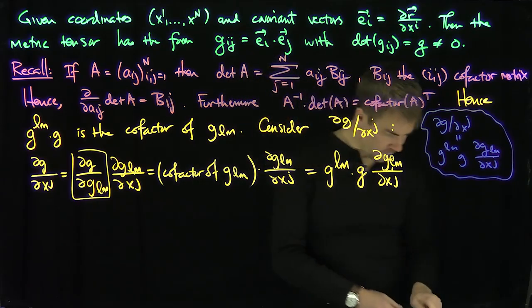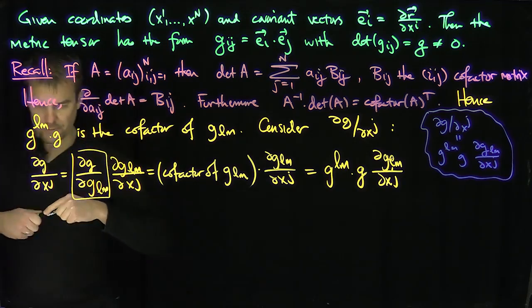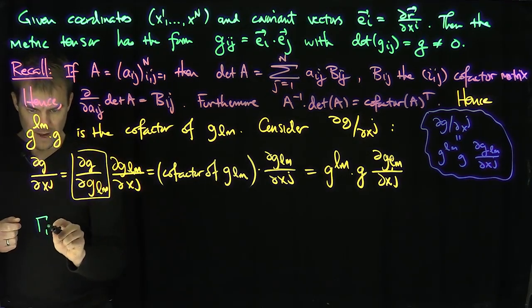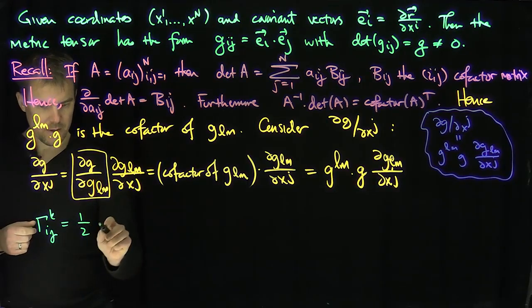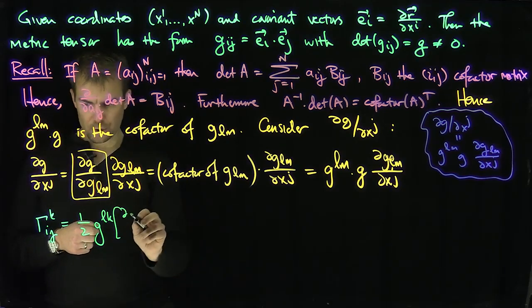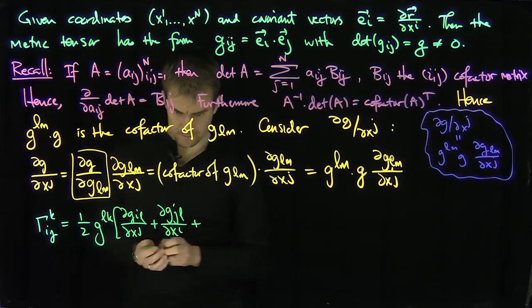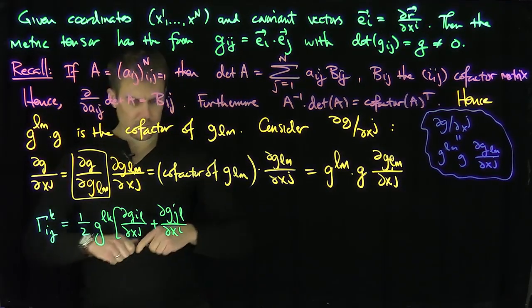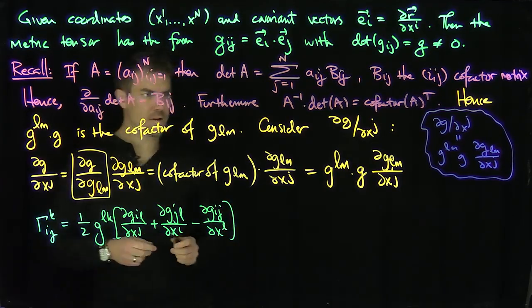But now I can use a little bit more information over here. So recall that we have our Christoffel symbols, right? So what is our gamma, for example? Gamma of i, j, k is 1/2, and then g^lk, and then partial g_il, partial x_j, plus partial g_jl, partial x_i, then minus, not plus, minus partial g_ij, partial x_l, like that, okay?